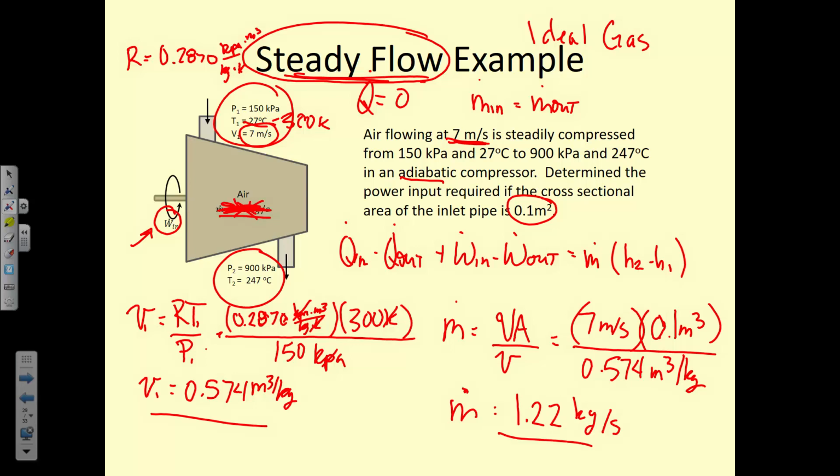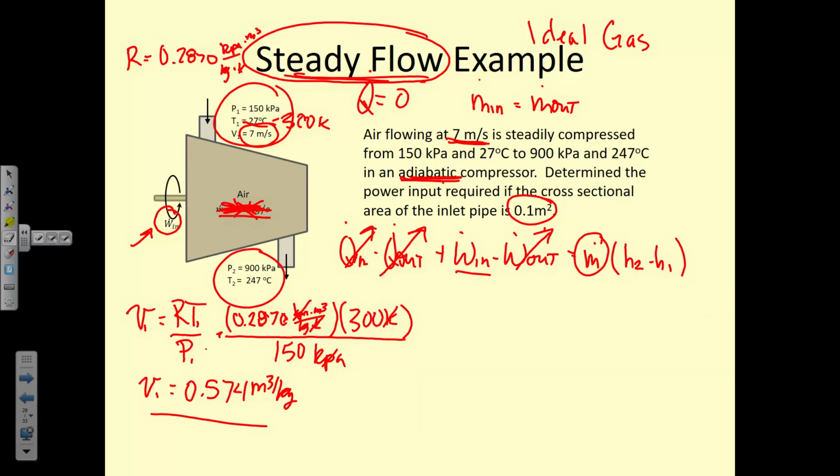Okay, so we went through all this work to find that term in our energy balance. So back to our energy balance, what terms can we cancel out? Q in and Q out because it's adiabatic, and work out because it's a compressor. We only have a work in term. So we have work in is equal to m dot times H2 minus H1.